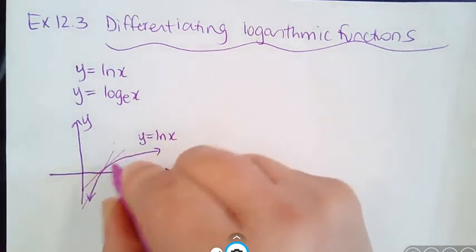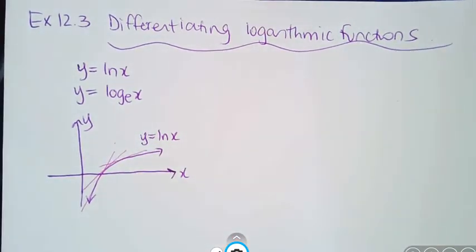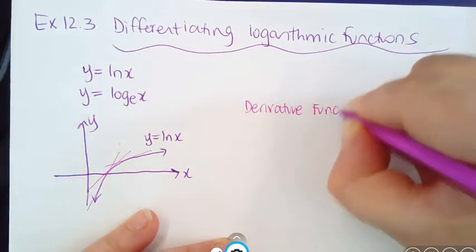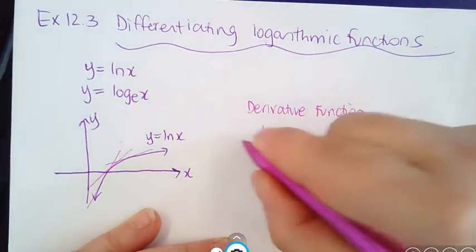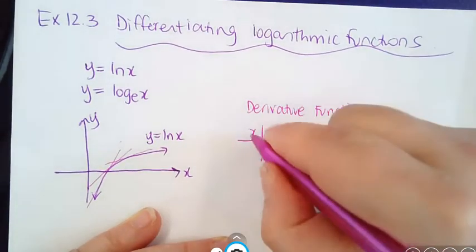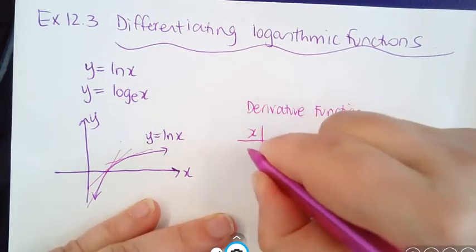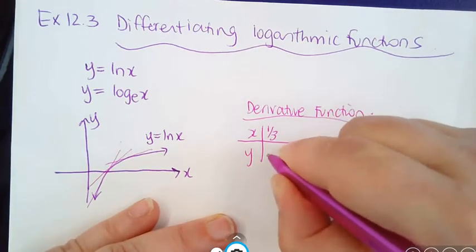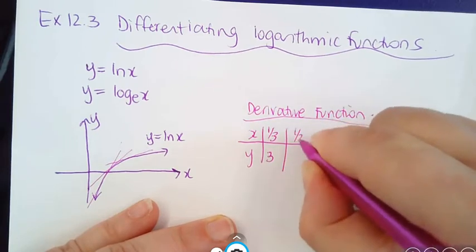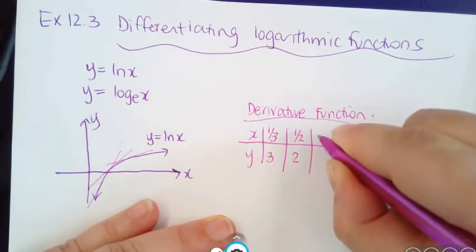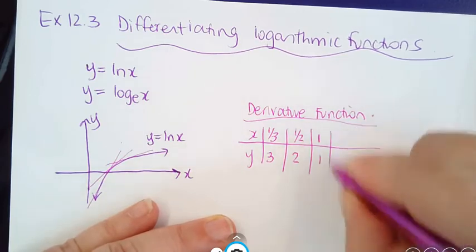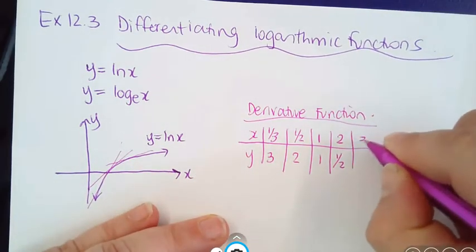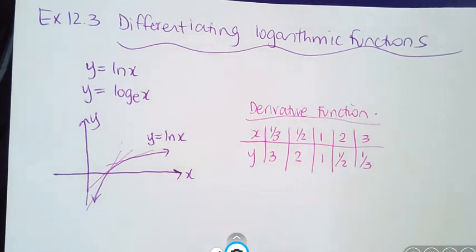So when we looked at the gradient of the tangent to the curve at each point, the derivative function, this is what we found in GeoGebra. When we looked at particular x values, when x was a third, we had 3. When x was a half, we had 2. When x was 1, the gradient was 1. When x was 2, the gradient was a half. When x was 3, the gradient was a third.